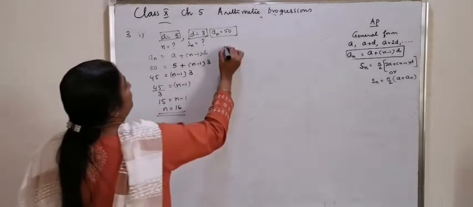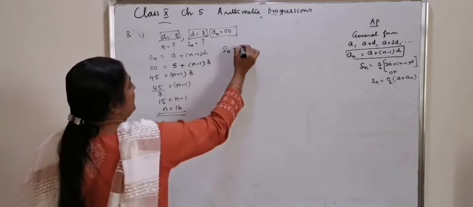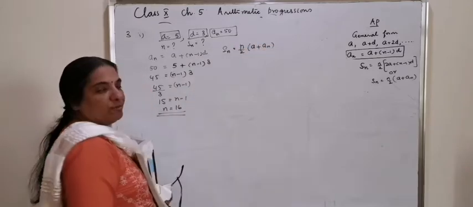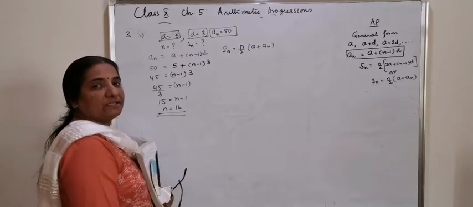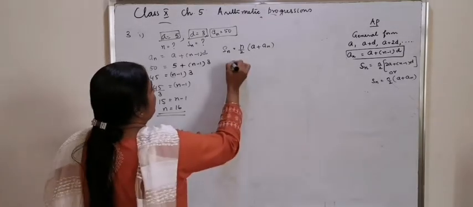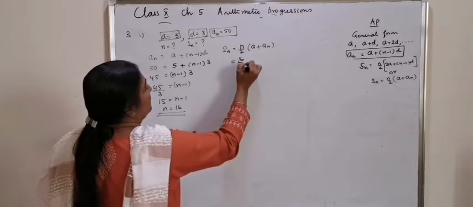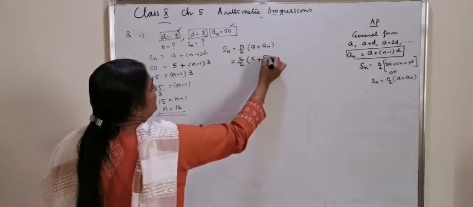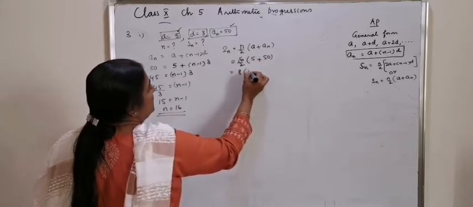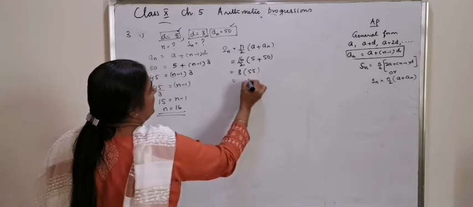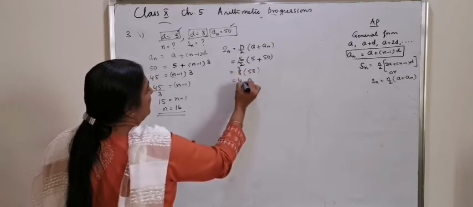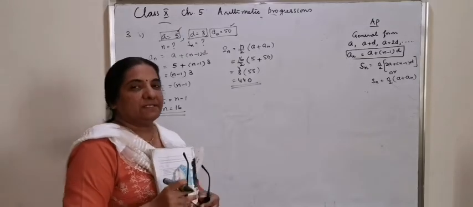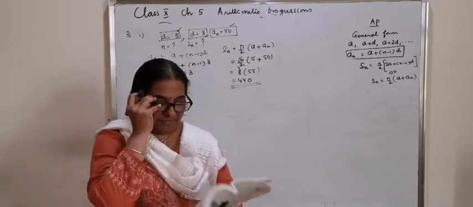Now, to find Sn, S16 is the same as n by 2 into A plus An. Formula is compulsory. Try to write the formula in all the questions, which is equal to 16 by 2. Your value of A is 5, An is 50. 5 plus 50, 8 into 55. 8 5s are 40, 8 5s are 40 and 440. So the value of Sn is 440. That is question number 3, first subdivision.